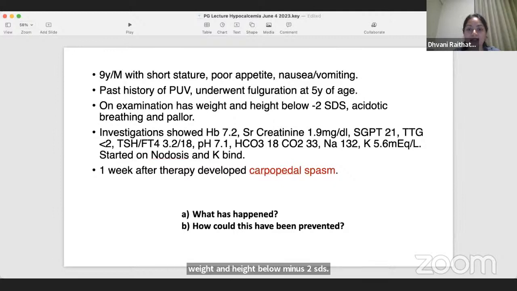The investigations show anemia and a serum creatinine of 1.9. Apart from that, the other workup was essentially normal. Mild metabolic acidosis, pH of 7.1, bicarb 18. So now this child was diagnosed as CKD, started on Nodosis and K-Bind. One week after starting therapy, the child developed carpopedal spasm. So what has happened, and how could this have been prevented?